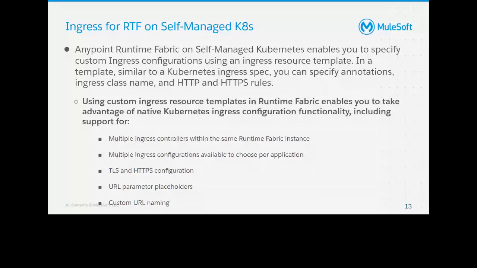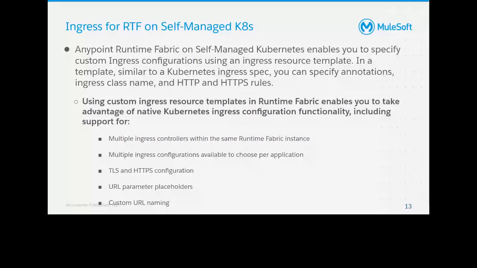Take for example, if your RTF cluster is being used by two different business groups in your organization, and one business group wants to use Nginx as the Ingress controller, and the other wants to use HAProxy, and all the Mule applications for both business groups are deployed to the same cluster. Now you can have that. You can have multiple Ingress controllers within the same RTF cluster, and they can work together in tandem to route your traffic. You can have multiple Ingress configurations for each application.